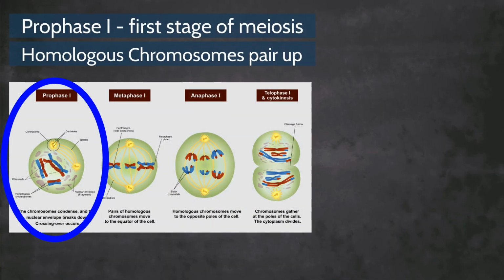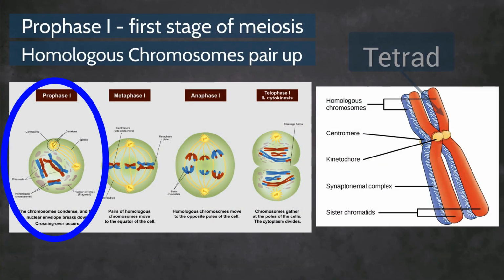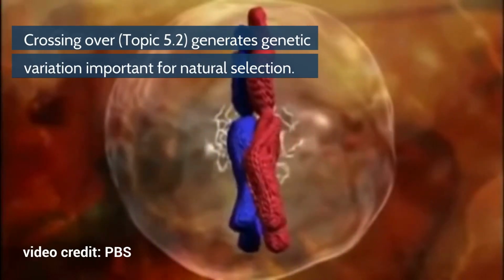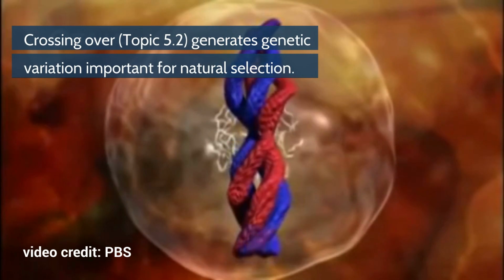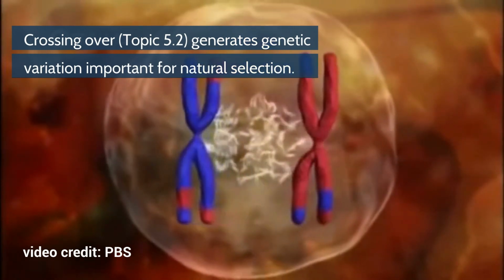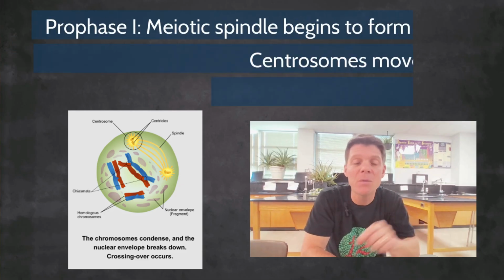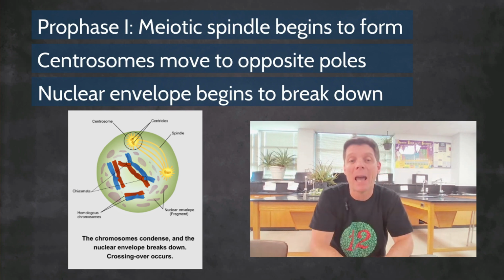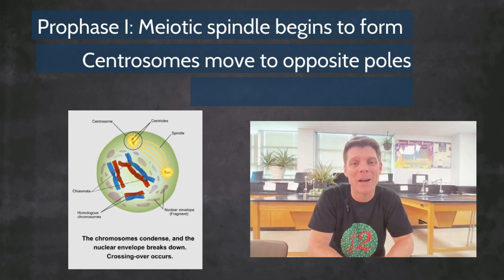During prophase 1, homologous chromosomes pair up and condense, forming structures called tetrads. During this stage, crossing over may occur. That's when homologous chromosomes exchange pieces of DNA. This creates new combinations of alleles. Next, spindle fibers begin to form, centrosomes move to opposite poles, and the nuclear envelope begins to break down.